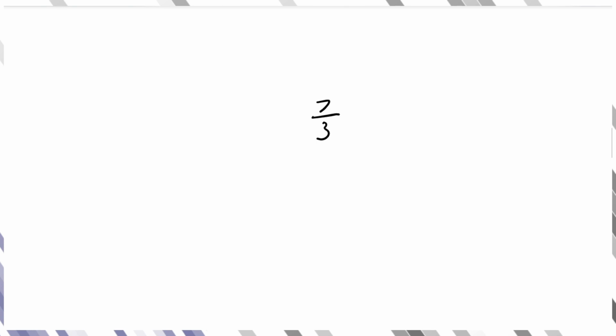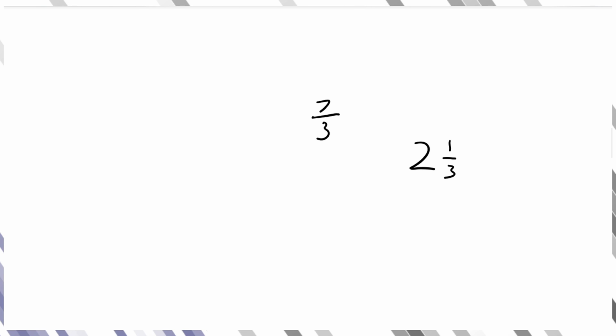So 7 divided by 3. How many 3's go into 7? 3, 6, 9. That's too many, so just 2. 2 3's make 6. We wanted 7, so the remainder is 1. So 7 divided by 3 is 2, remainder 1. And the 1 tells us how many thirds are going to go next to the big number. So 2 1/3. So 7/3 is 2 1/3.